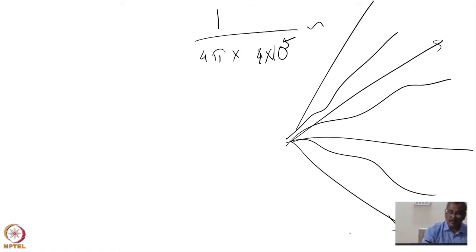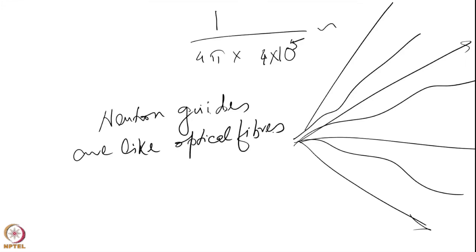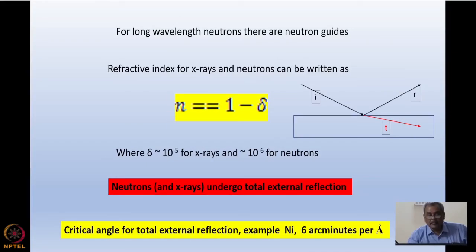And for that, what we use is an invention from the 1970s, known as neutron guides. Neutron guides, I will repeat again, are like optical fibers. Now you can define a refractive index for X-rays and neutrons, and in a very generalized statement I can say that the refractive index for X-rays and neutrons for most materials is less than 1. It is marginally less than 1, around 1 minus delta, and this delta is around 10 to the minus 5 for X-rays and 10 to the minus 6 for neutrons. So neutrons and X-rays undergo total external reflection at very low angles.